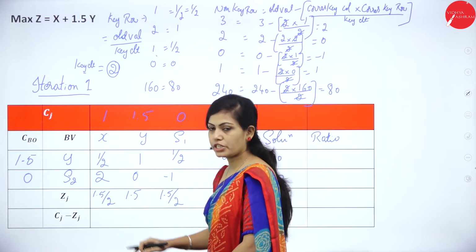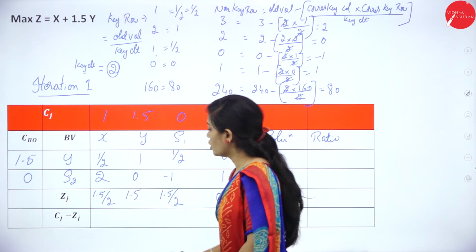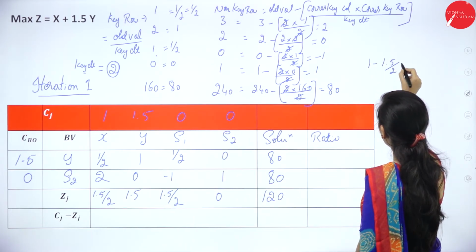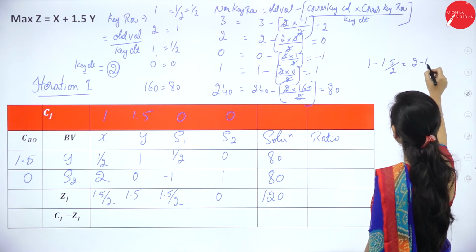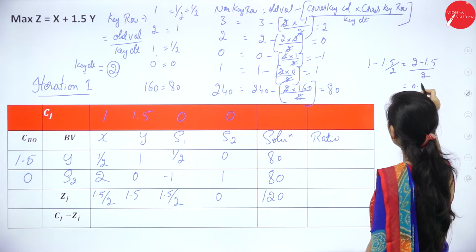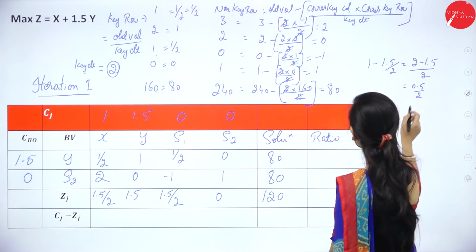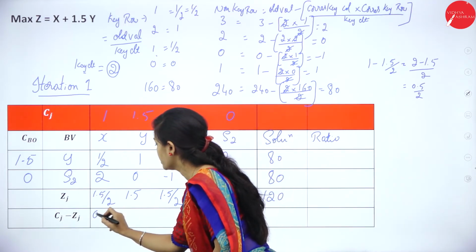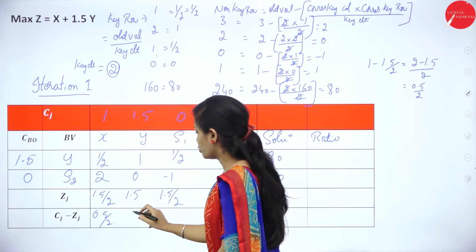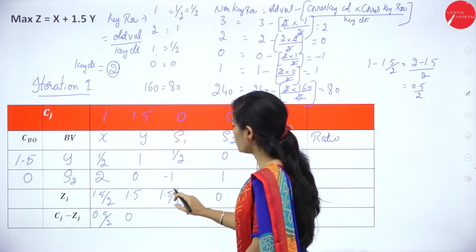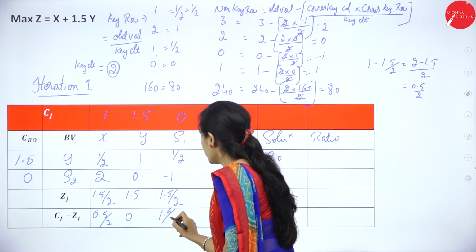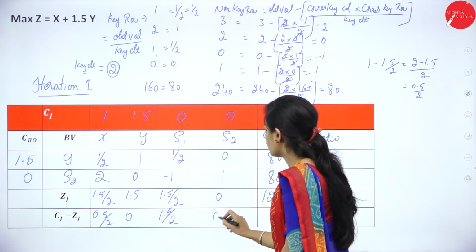You can find Cj minus Zj. 1 minus 1.5 divided by 2. Take LCM. 2 minus 1.5 by 2. It is 0.5 by 2. So write this 0.5 by 2 here. And 1.5 minus 1.5, it is 0. And 0 minus 1.5 by 2, it is minus 1.5 by 2. And 0 minus 0 is 0.